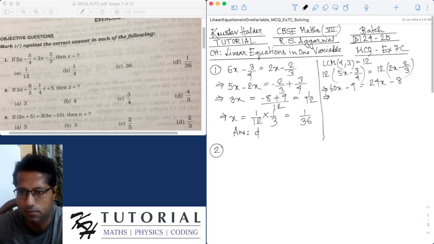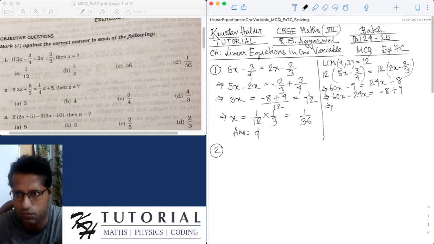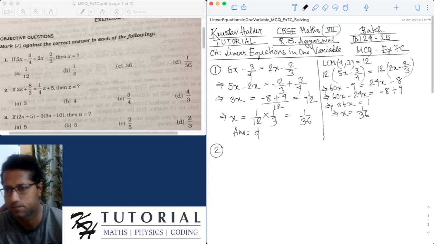Now I will bring all the x terms, variable terms, to the left hand side, and all the constant terms to the RHS. This becomes 60x minus 24x equals minus 8 plus 9. This implies 60x minus 24x is 36x, on the right hand side minus 8 plus 9 is 1. This implies x equals 1 by 36.